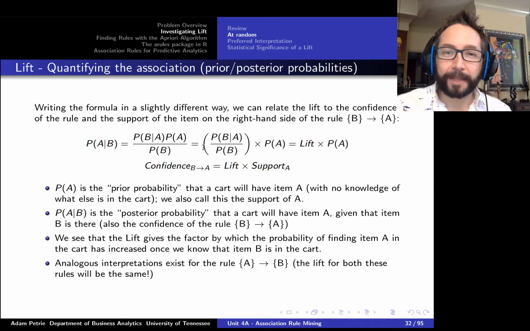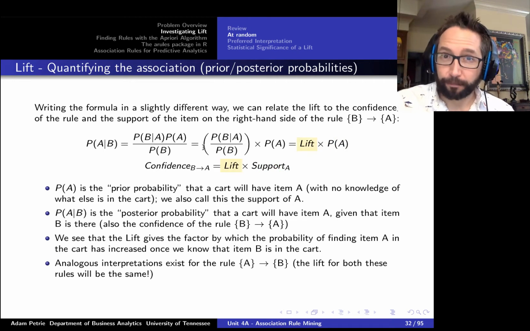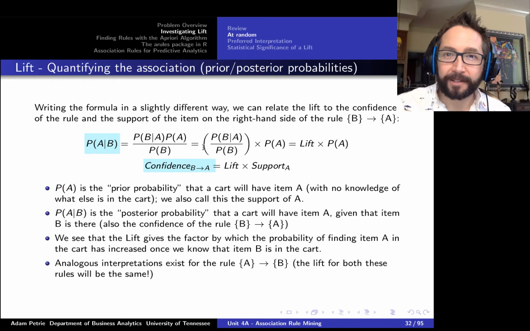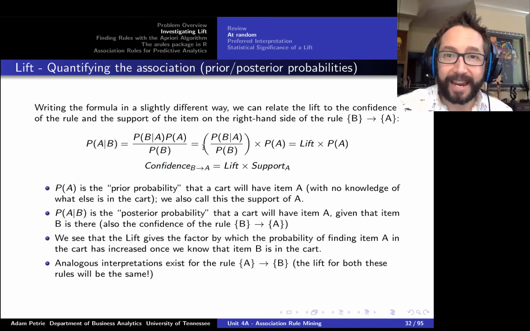So if I want to know something about what's the probability that A is going to be in a cart, I can take that prior probability, the support of A, multiply it by the lift of some rule that I have in mind, and out will come the posterior probability or the confidence. If the cart has B, then now here's the probability that we find A in it. So there's a nice connection with our discussion about conditional probabilities and market basket analysis. Market basket analysis fundamentally is really just looking at how transactions are structured using Bayes' rule.